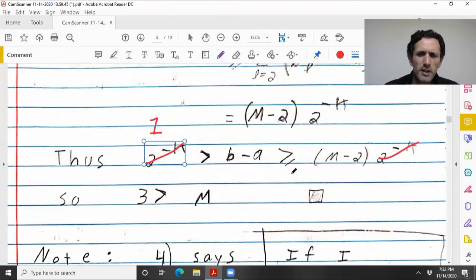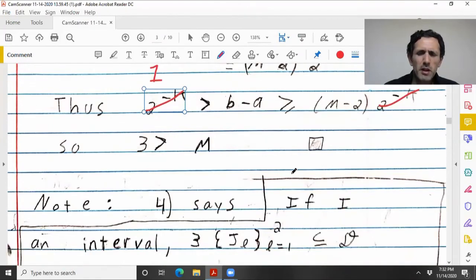Okay. So I just want to comment on what 4 is really saying and what's really the importance of 4. Well, first of all, because intervals or dyadic intervals of length 1 over 2 to the K partition I, we can write I as this union here.